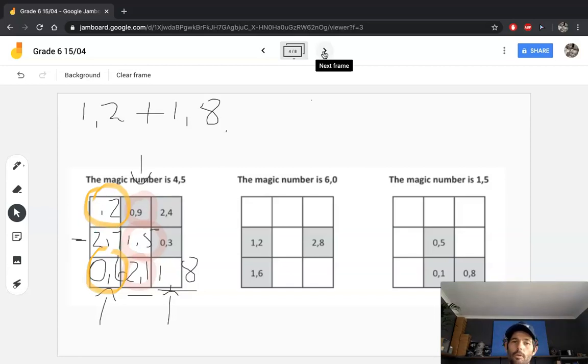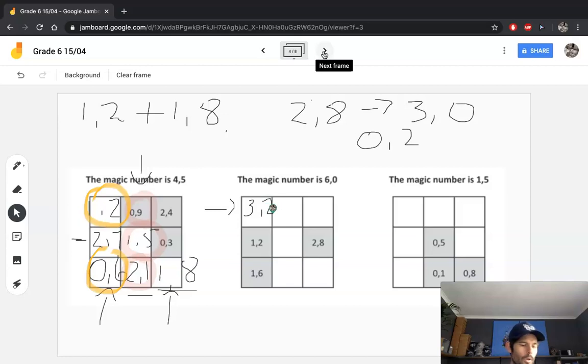Okay. So guys, really good way to test your knowledge of adding and subtracting decimals. Let's go through the second one. The second one, I'm going to start with this square here. So 1.6 plus 1.2 is 2.8. I need to get to the magic number of 6. I'm going to go from 2.8 to 3. And I know that that's going to give me 0.2. And now I need to go to the 6. So that's another 3. So then this one must be 3.2.